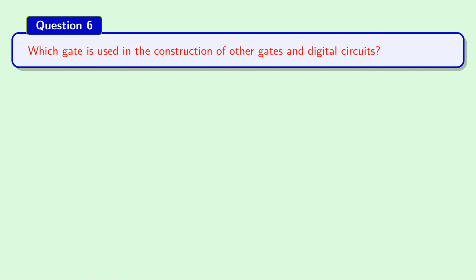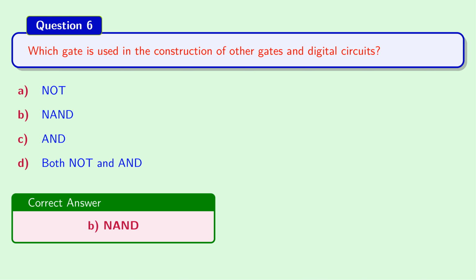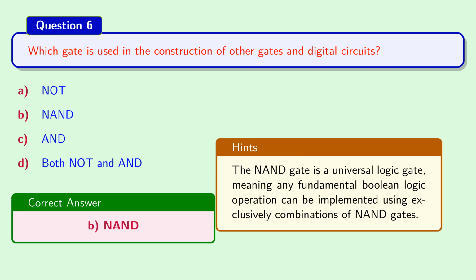Question 6. Which gate is used in the construction of other gates and digital circuits? Your options are A. NOT gate, B. NAND gate, C. AND gate, D. Both NOT and AND gates. Correct answer is option B, NAND gate. Quick tip for this question.